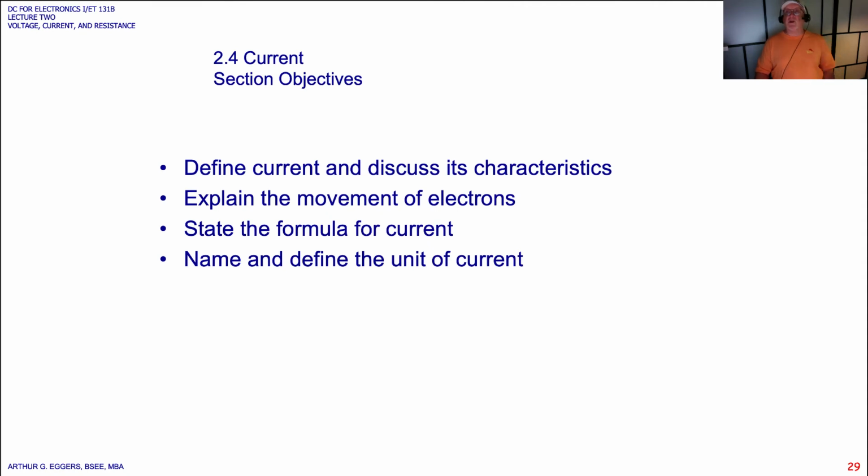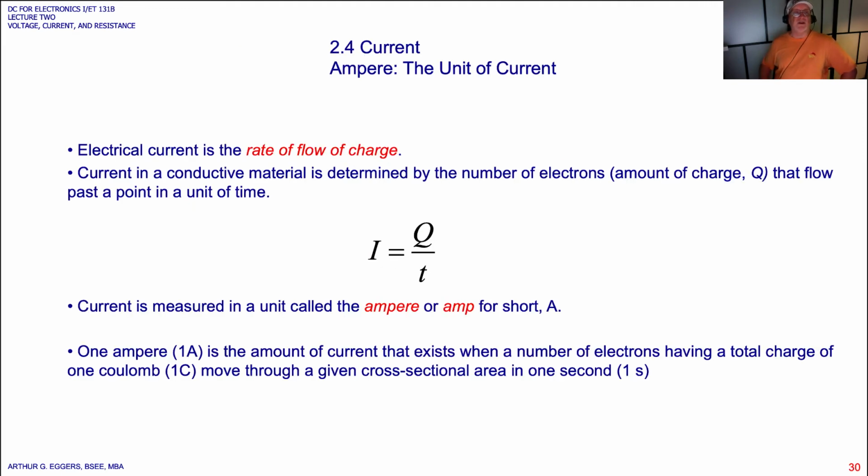The next area we're going to cover is current. Current and voltage are not the same thing. Think of current as water going through a water hose. That is the amount of flow that is occurring as the electrons pass down the wire. So it's the same thing as the water moving through a hose. So we've got movement of electrons. We're again going to have a formula, and then we're going to name and define the units.